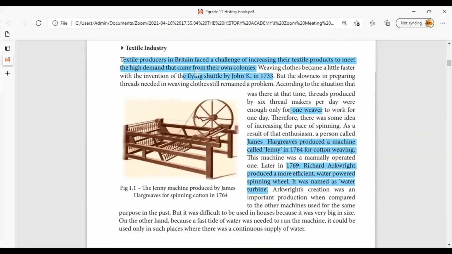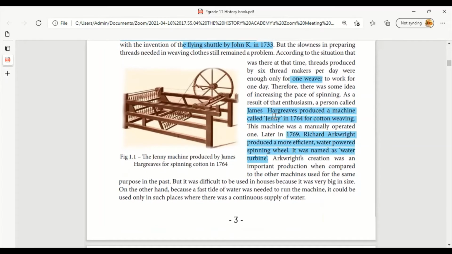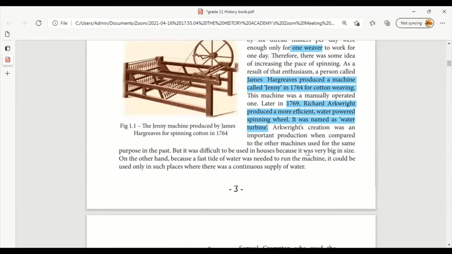At the beginning, John Kay invented the flying shuttle, and then the Jenny was invented by James Hargreaves, and Richard Arkwright invented a water turbine in order to increase cotton spinning. But in Arkwright's creation, there was a problem. Why is that? Because it was difficult to use in houses, as it was very big in size. So being big in size is one problem in Arkwright's creation. The other is that a fast tide of water was needed to run the cotton spinning machine.